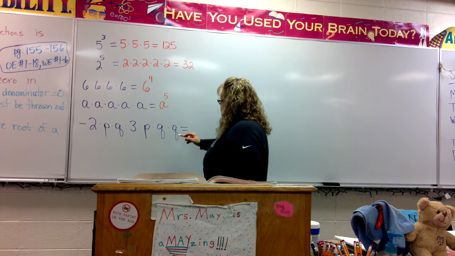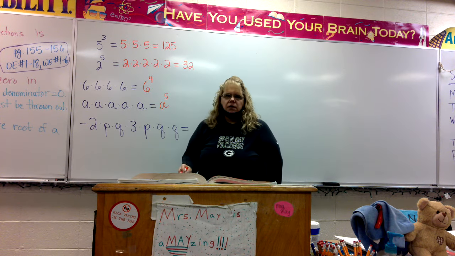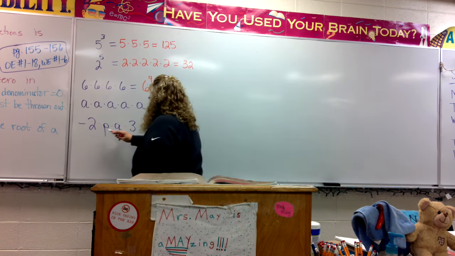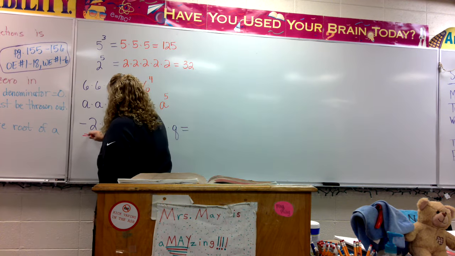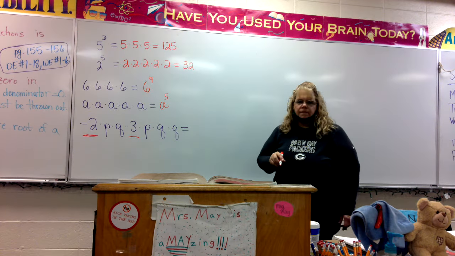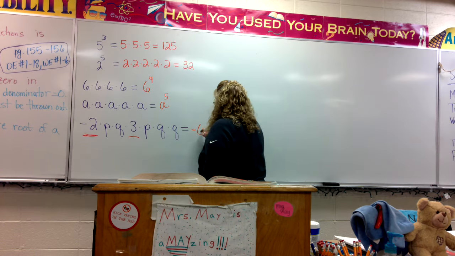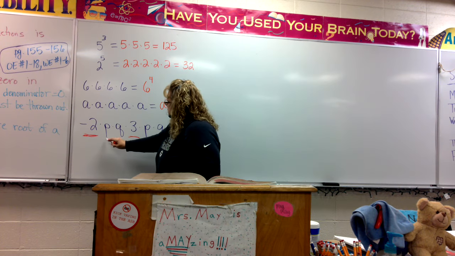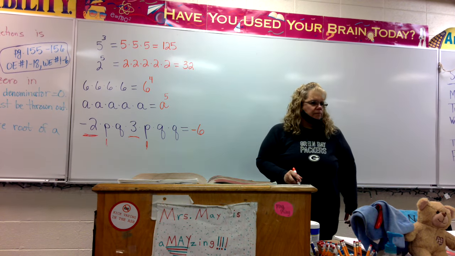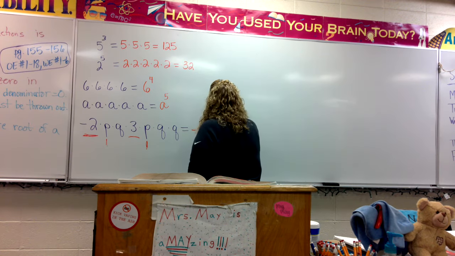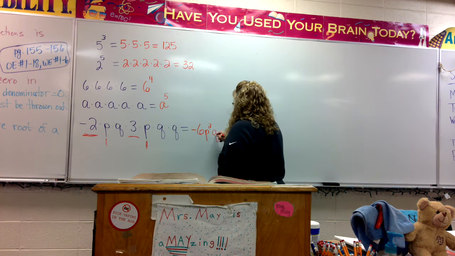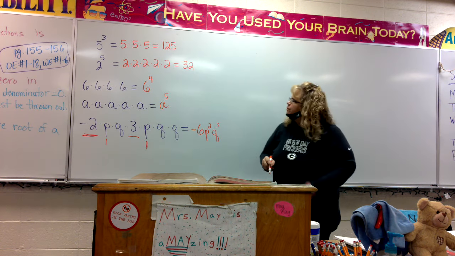How about this one? They're all mixed up. Well, multiplying, it doesn't matter what order. So we can start by multiplying negative 2 times 3. What is negative 2 times 3? Negative 6. And then what else do we have? How many of those? 2. So that would be a p squared. And what about the q's? 1, 2, 3. So q to the 3rd power.